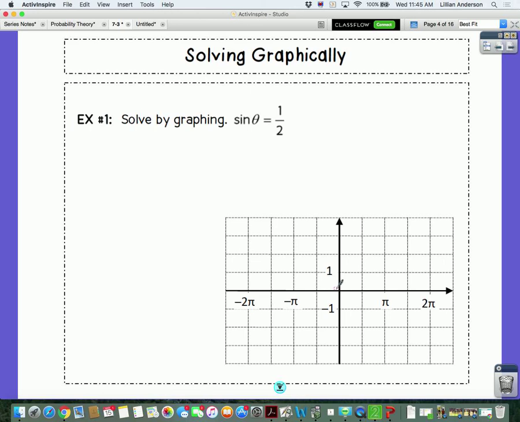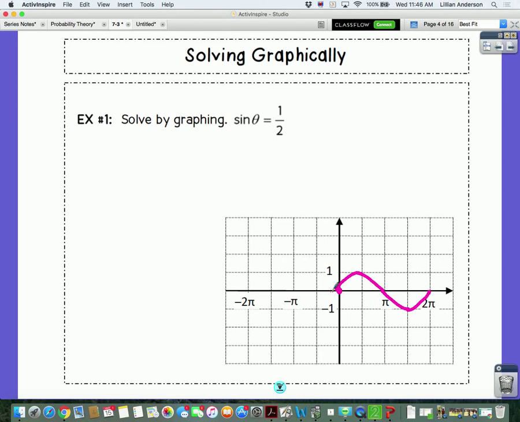At (0, 0), it goes up. It goes up to what value? 1 at pi over 2. Pi over 2. And then from there, it does what? Goes down to 0. Goes down more, down again to 3 pi over 2, and then comes back up to 0. And that is one cycle with a period of 2 pi.